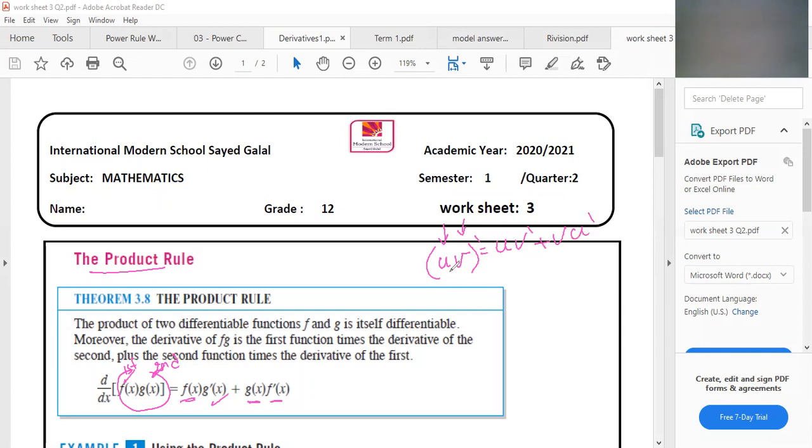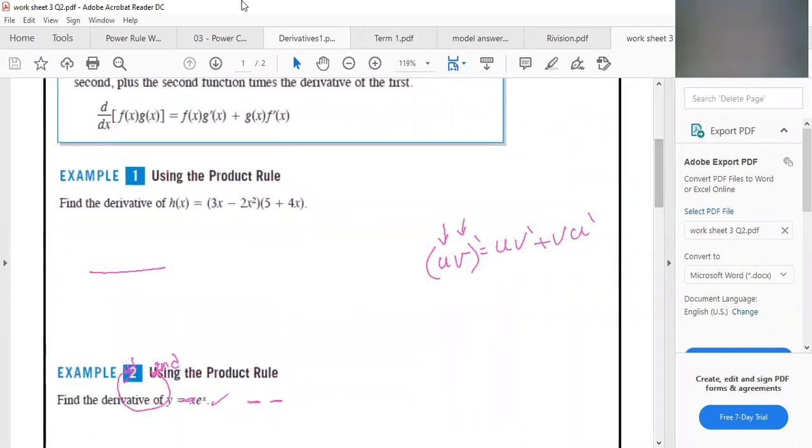Okay, let's see how we find the derivative of a function by using the product rule. Is it clear now? For the first example, if the question asks you to use a specific way to find the derivative, you have to use it. Maybe I can find the product as you learned before in the previous year, then find the derivative of each term. But here he asked me to use the product rule, so I have to use this way.